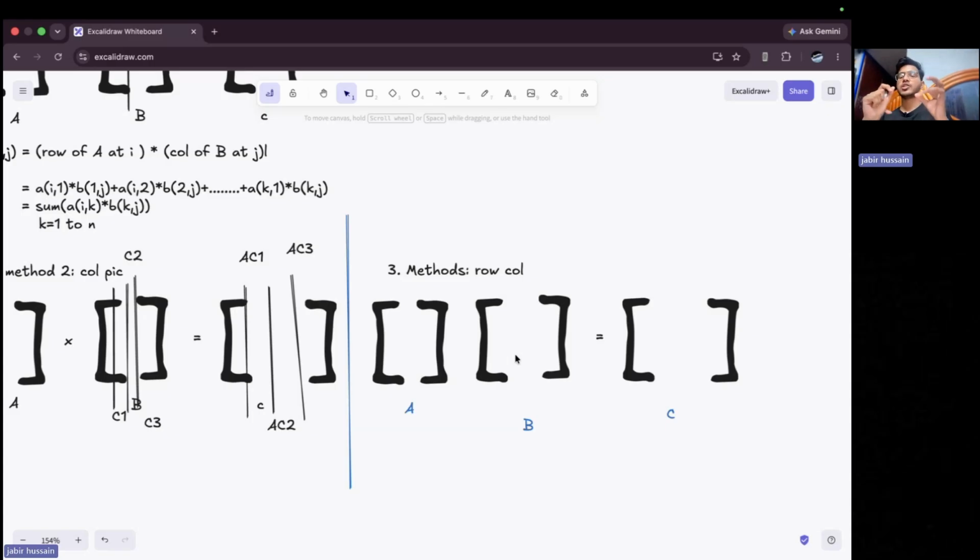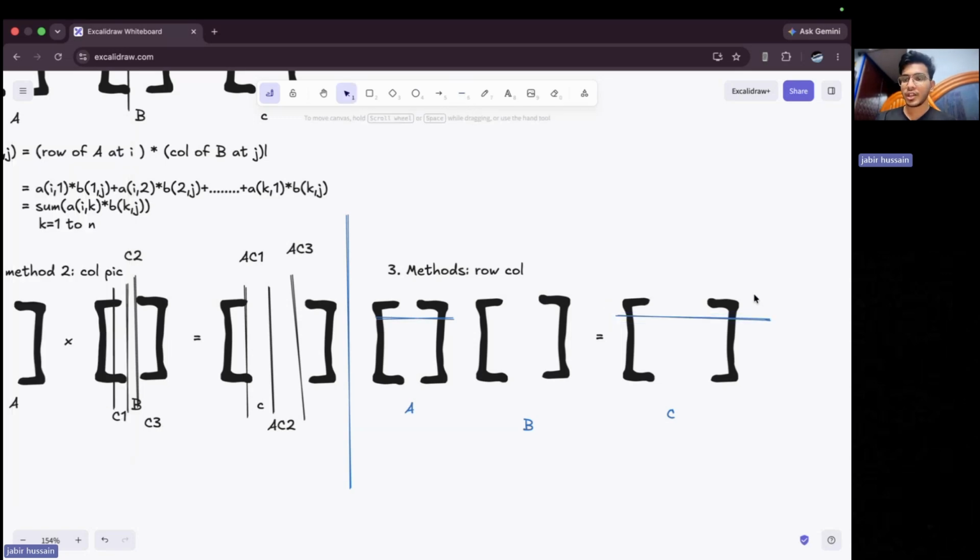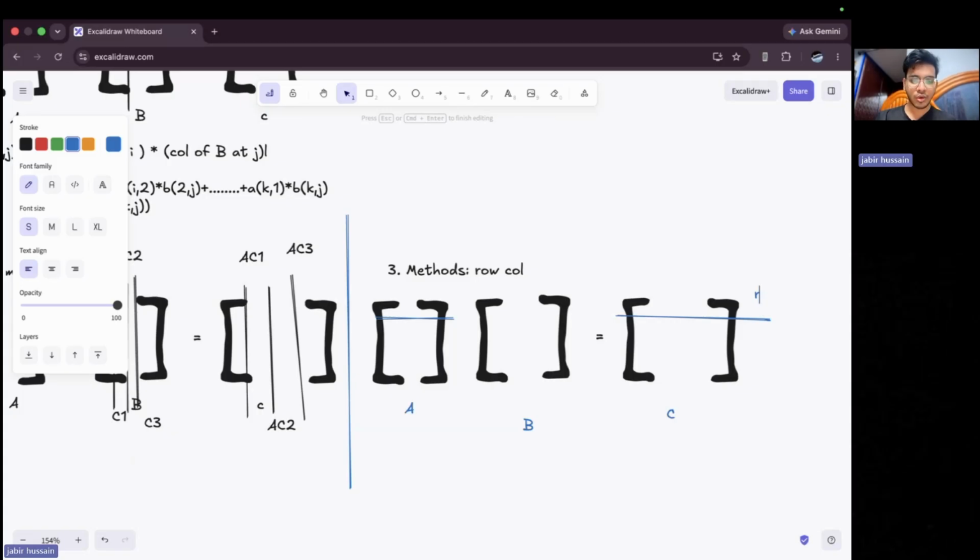So in the row picture, we see the resultant matrix as the linear combination of rows multiplied with matrix B. Here we take the first row of matrix A, multiply it with B, and this will give the first row of the resultant matrix. Let me write it here. Row 1 cross B will be the first row of C.